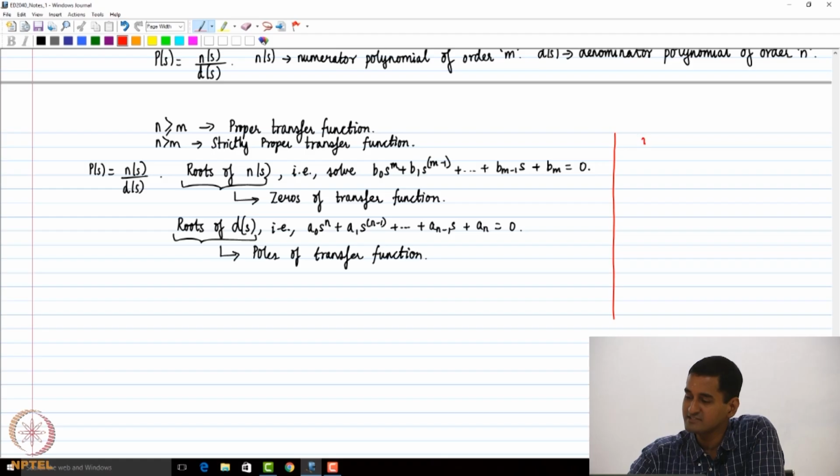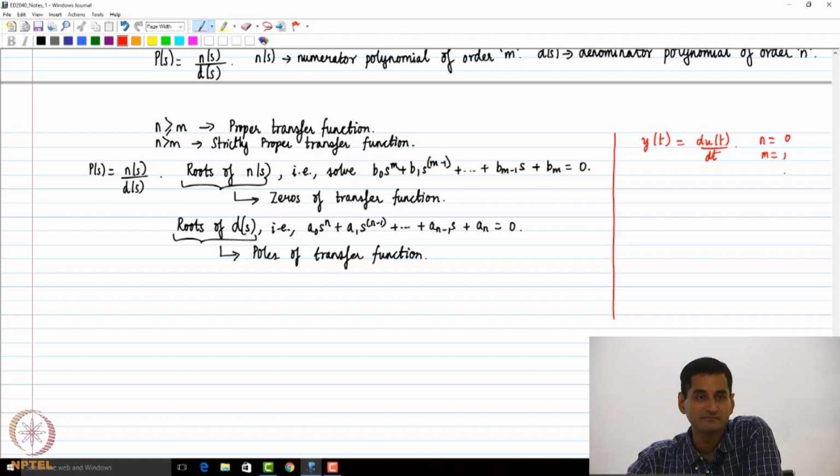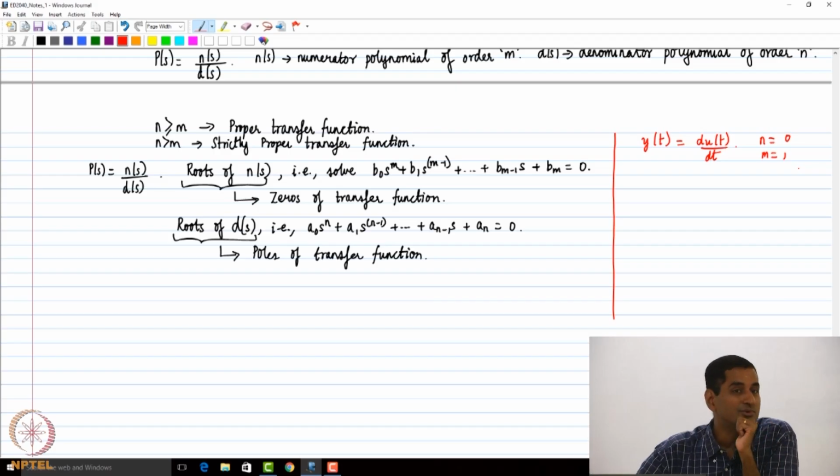Let's take a very simple case where y of t is equal to du/dt. What are the values of n and m here? n is going to be 0, m is going to be 1. Do you agree? So here n is less than m, so we have gone to the other side. Now how is it anticipatory? A non-causal system is anticipatory. Why? Because what does the derivative do?